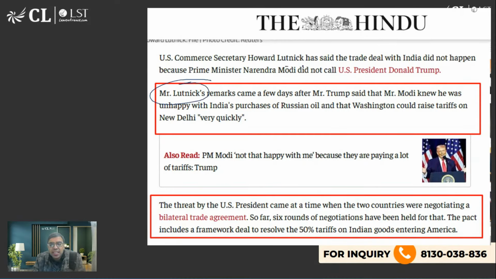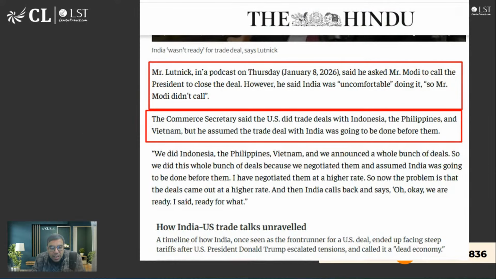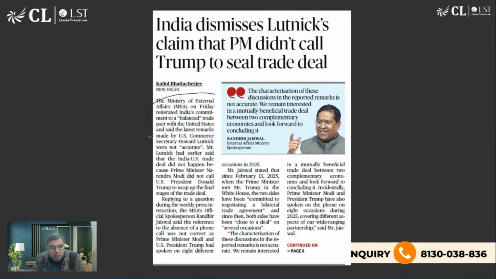Lutnick, the Commerce Secretary, said that the India and US trade deal could not happen because PM Modi did not call Donald Trump. However, later on, the Ministry of External Affairs, MEA, means the External Affairs Ministry, spokesperson's name is Mr. Randeep Jaiswal. Please remember it. Sometimes we have seen in some exams they're asking the spokesperson's name as well. So the Ministry of External Affairs clarified it and reiterated India's commitment to a balanced trade.